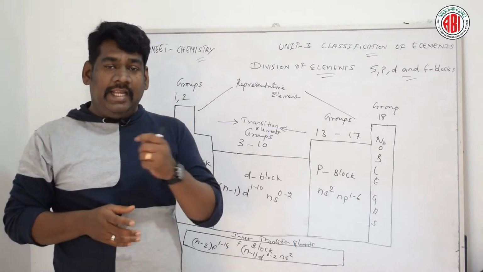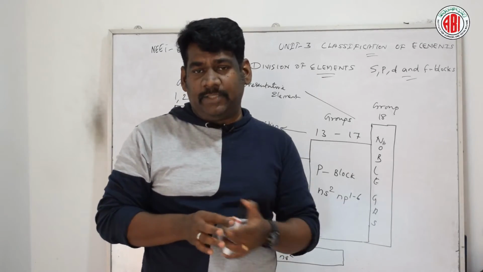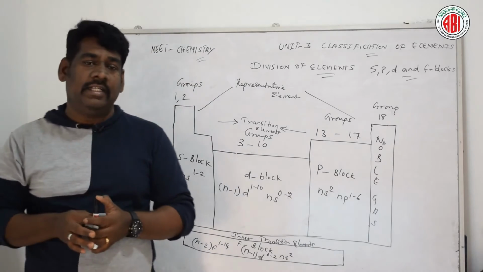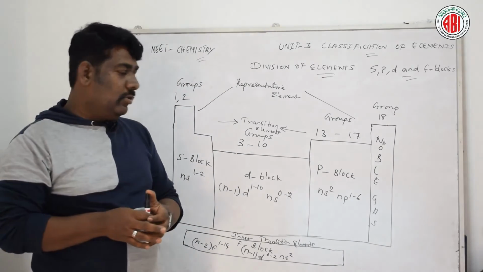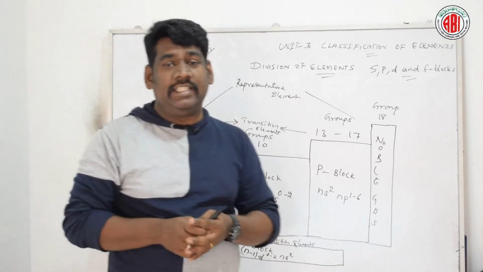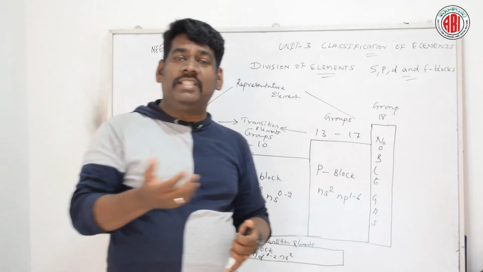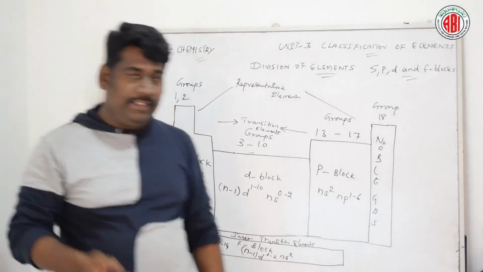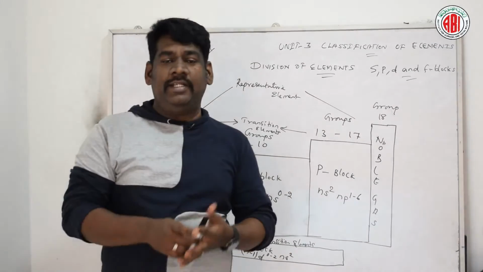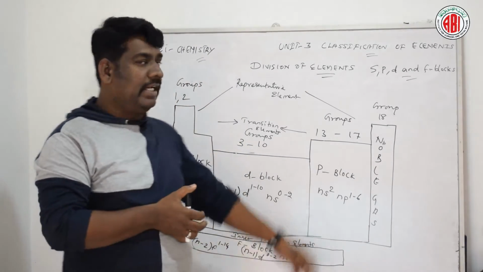The oxidizing property gradually reduces as we move across the period of this block. So the oxidizing property or oxidation state, as we move across the period, is seen as a reducing property. And there is a common name given to these S block and P block elements.